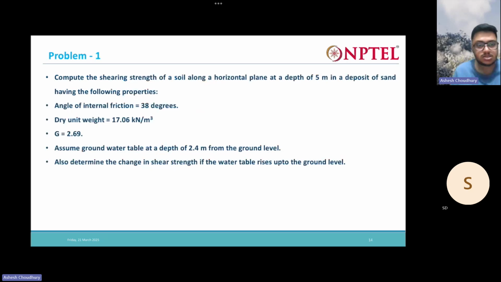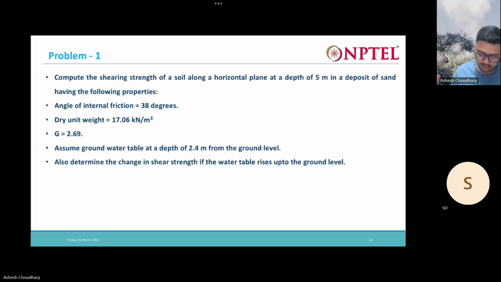Compute the shearing strength of a soil along a horizontal plane at a depth of 5 meter in a deposit of sand having the following properties. Angle of internal friction is 38 degrees. Dry unit weight is 17.06 kilonewton per meter cube. The specific gravity of solids is 2.69. Assume groundwater table at a depth of 2.4 meter from the ground level. Also determine the change in shear strength if the water table rises up to the ground level.